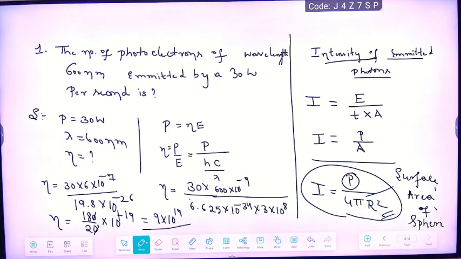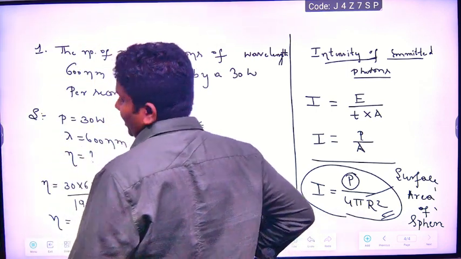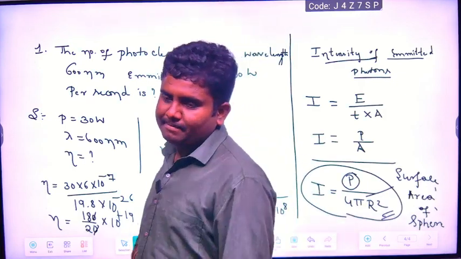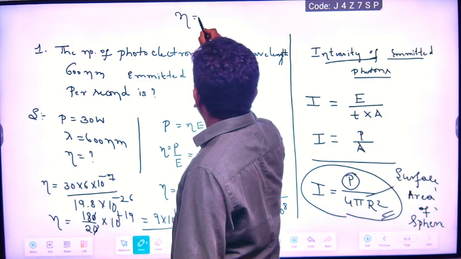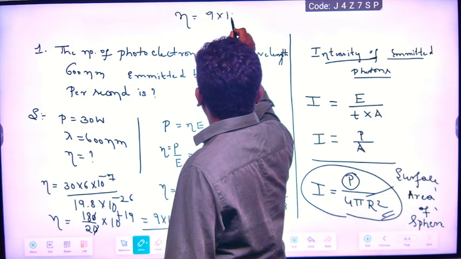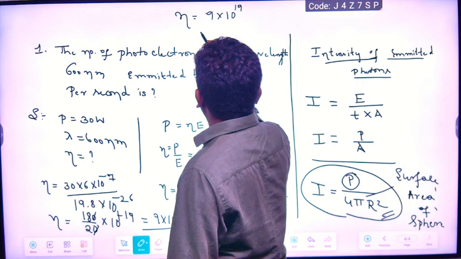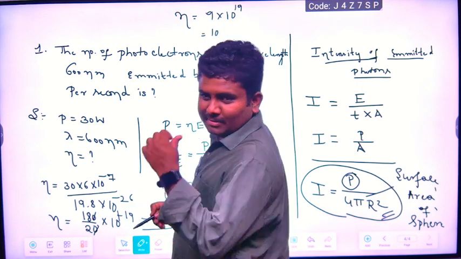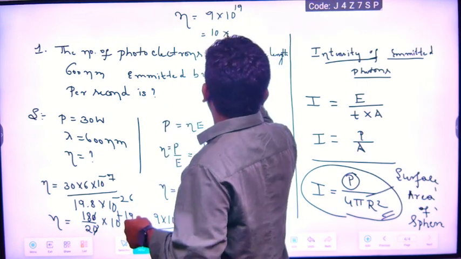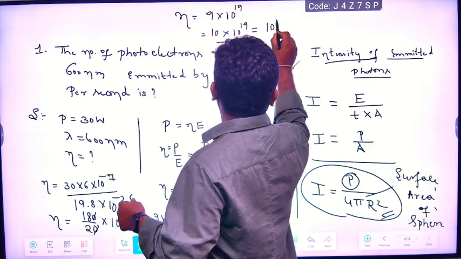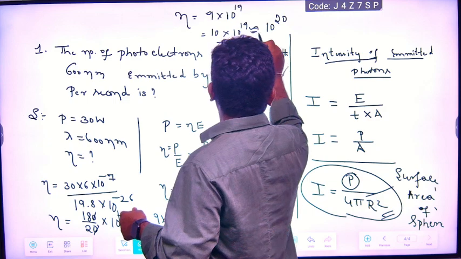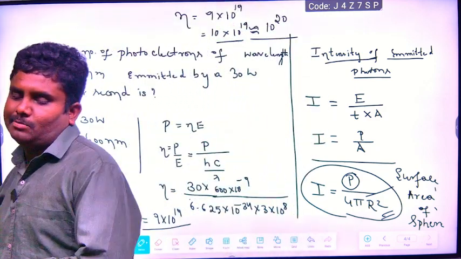Yeah, next question. So whatever we got is 9 into 10 to the power of 19. Correct, right? Approximately this also we can write like this. Here, 9 into 10 to the power of 19 we got. If you take 9 as 10, then 10 into 10 to the power of 19 will become 10 to the power of 20, approximately. Next question.